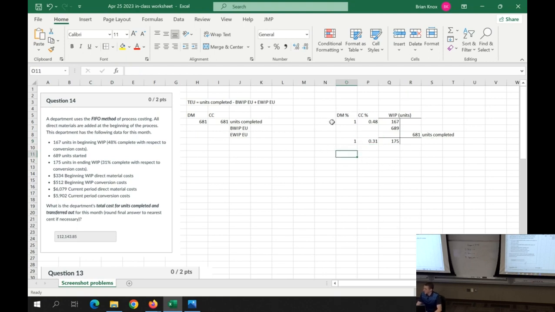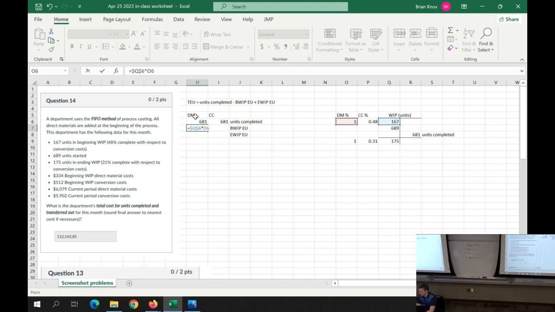Okay, and we can figure out the beginning WIP equivalent units by taking the beginning WIP physical units times the percent complete for whatever category of cost we're talking about. So that's 100% for direct materials here, so the equivalent units are equal to the physical units. It's the same, and we can copy that over. Since I made this reference absolute, it's still multiplying physical units times now the conversion cost percent complete, 48%. We'll get 80.16. And we'll do the same thing here with ending WIP, just with the ending WIP physical units.